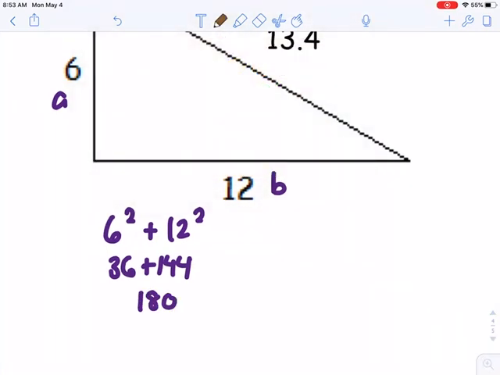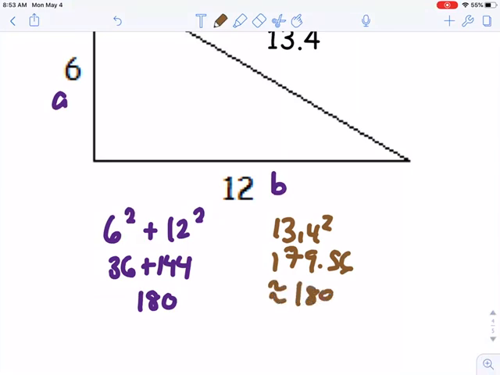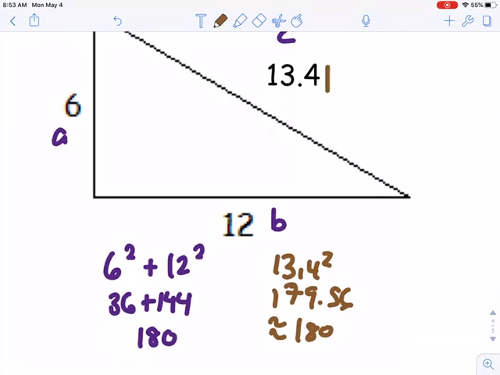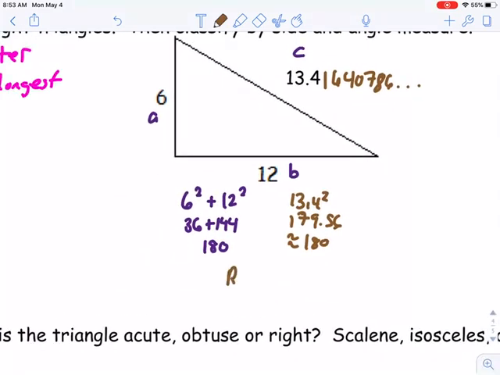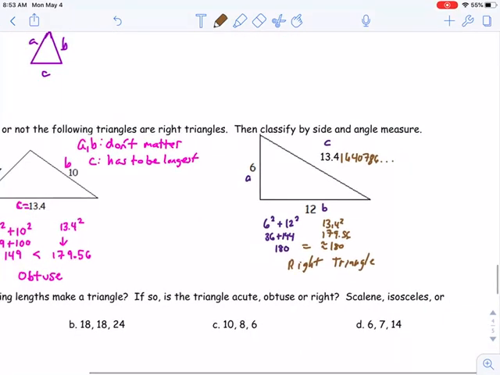Now in this case right here, we stole these problems, I think, from Gizmos. 13.4 squared is 179.56, but I think they were rounding. So it's about 180. This is why exact numbers can be better. That's a true decimal. For all intents and purposes, we can say this is a right triangle. It's pretty darn close. And in the real world, if you're this close when you're doing 3 side lengths, it's basically a right triangle.